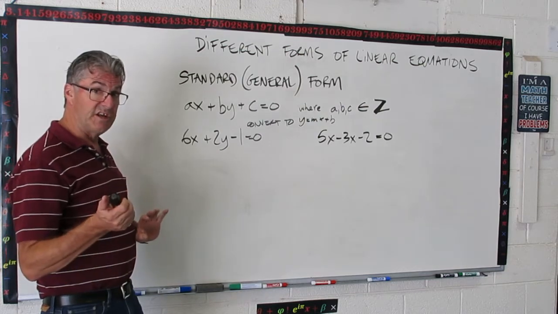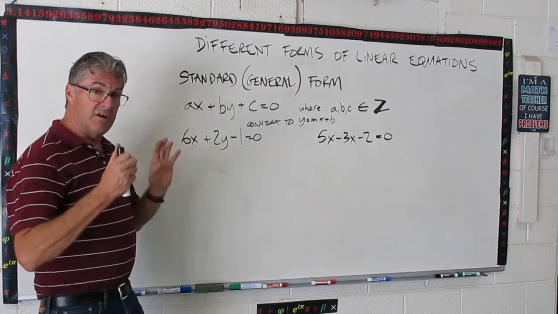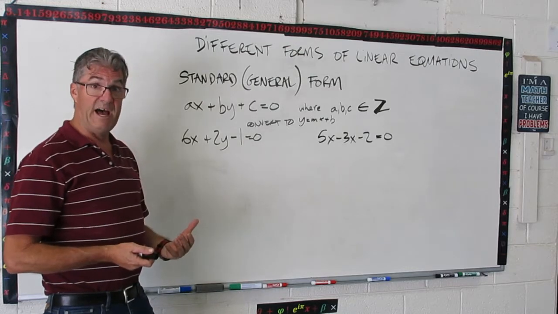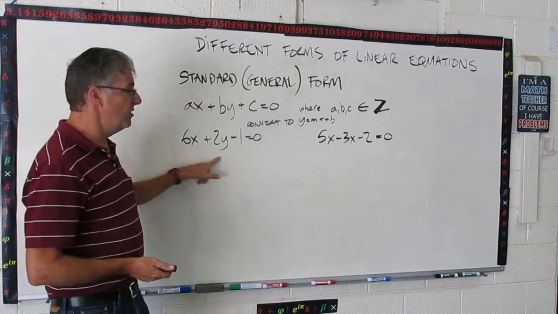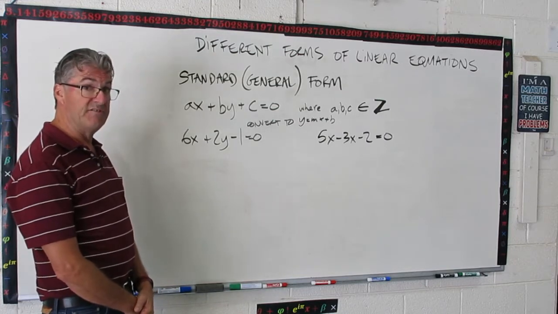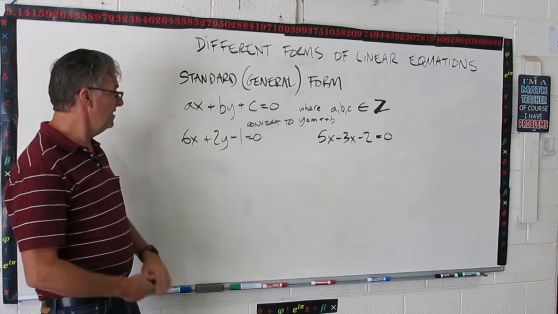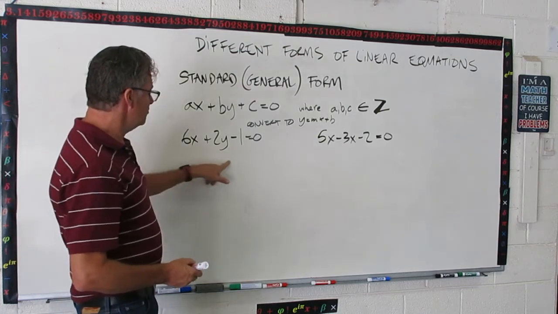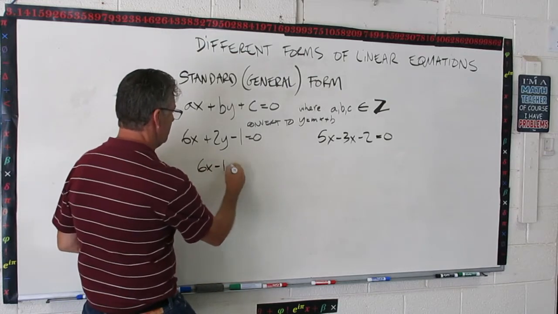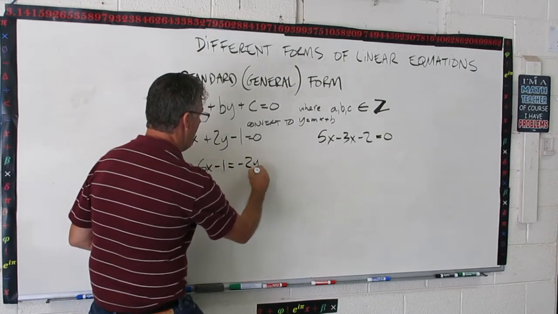Now before I turn you loose on an attempt, remember that gradient-intercept form is the equation solved for y. So you just need to rearrange this so that y is alone by itself on one side. So go ahead and pause the video and give that a shot. Okay, here's how that goes. I'm going to subtract y from both sides and get 6x minus 1 equals negative 2y.